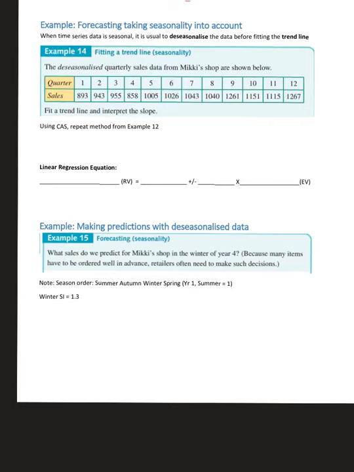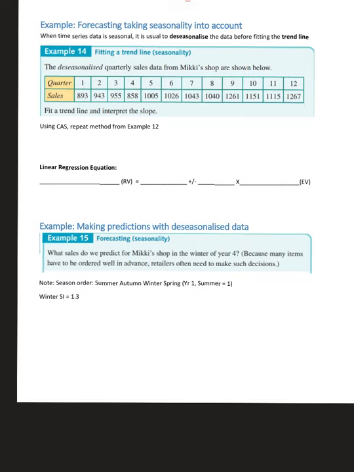Okay, so this is definitely the final video for chapter 6. I was fibbing before. I just want to go through a whole example where we've been given deseasonalised quarterly sales from Mickey's shop, and then we will have to get an equation, and then we're being asked to get the actual sales from the prediction. So it's a two-step process.